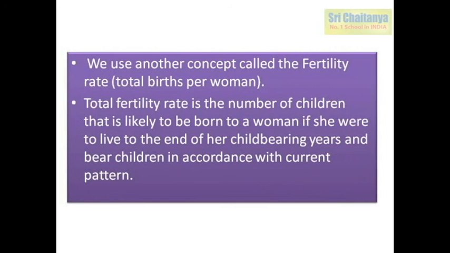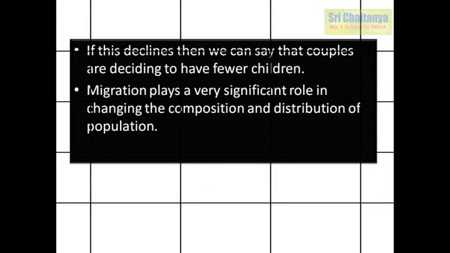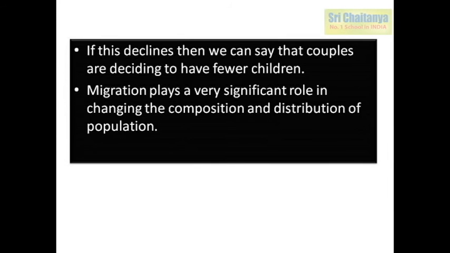We use another concept called the fertility rate. Total fertility rate is the number of children that is likely to be born to a woman if she were to live to the end of her childbearing years and bear children in accordance with current pattern. If this declines, then we can say that couples are deciding to have fewer children. Migration plays a very significant role in changing the composition and distribution of population.